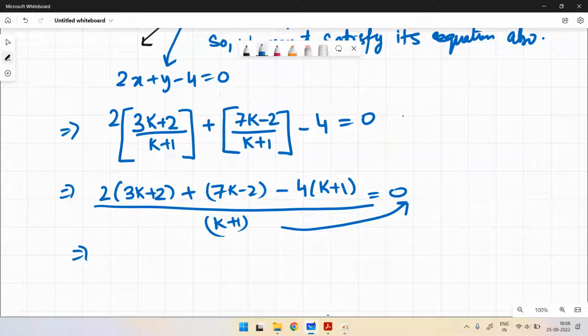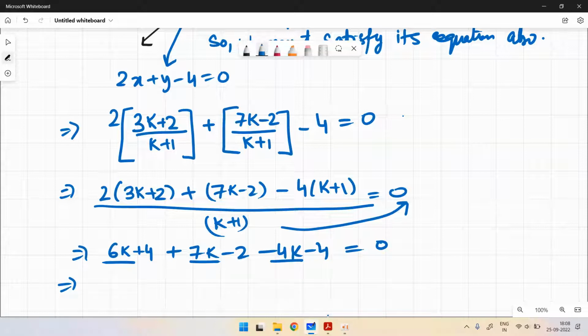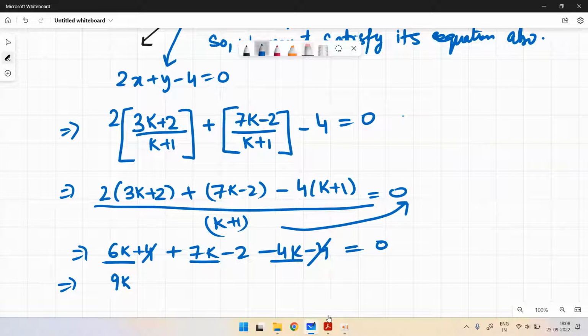Expanding this, we get 6k + 4 + 7k - 2 - 4k - 4 = 0. If you see, there is 6k, 7k and -4k. 6 plus 7 is 13, 13 minus 4 is 9, so this is 9k. Then the +4 and -4 cancel, leaving -2. So 9k - 2 = 0, and from here you can see that the value of k is 2 by 9.